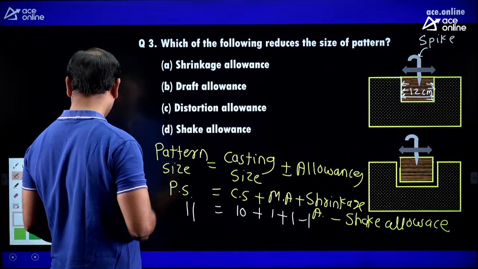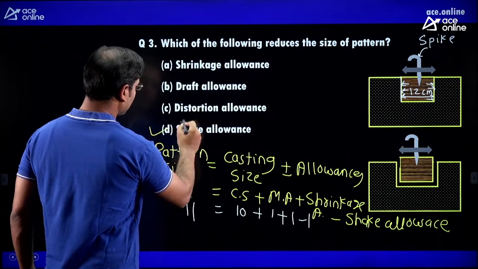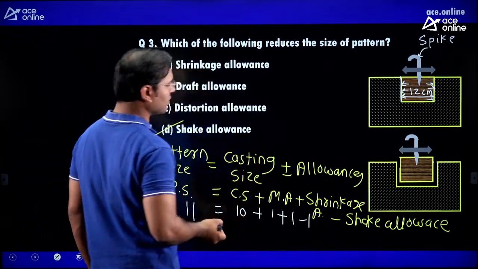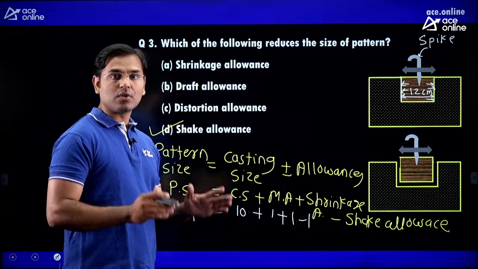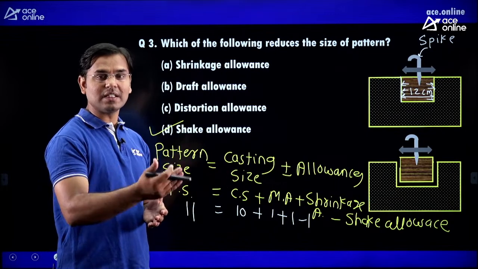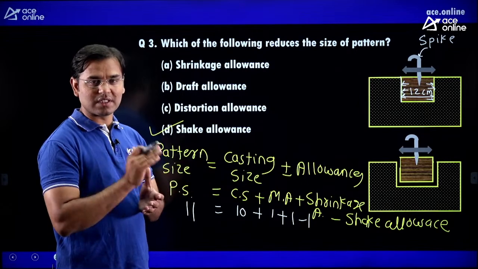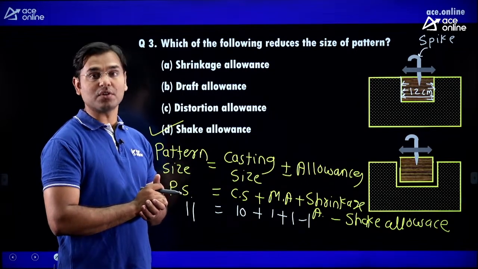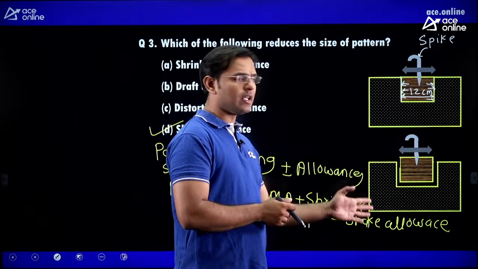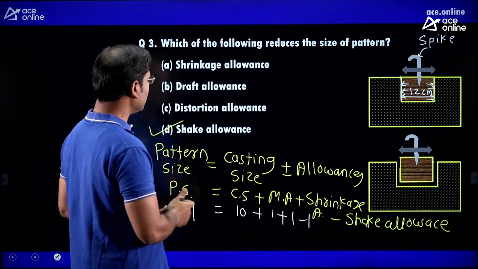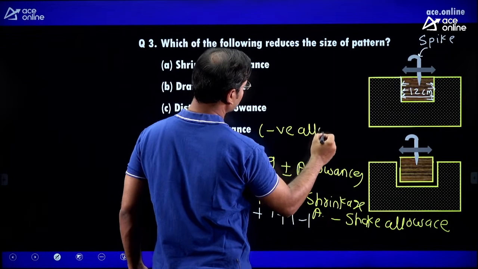The answer is that the shake allowance is reducing the size of the pattern, and the shake allowance is also known as negative allowance. Here the pattern size is casting size plus or minus allowances. There are a total of 5 allowances. First is shrinkage allowance, second is machining allowance, third is draft allowance, fourth is shake allowance, and fifth one is distortion allowance. Out of those 5 allowances, we write the minus only for shake allowance. Hence the shake allowance is also known as negative allowance.